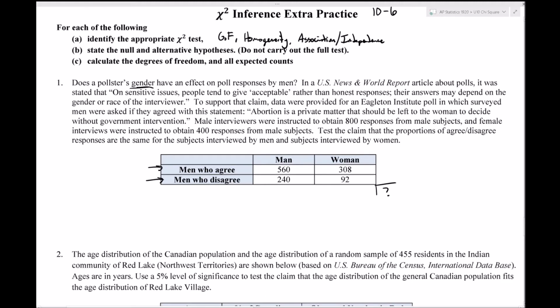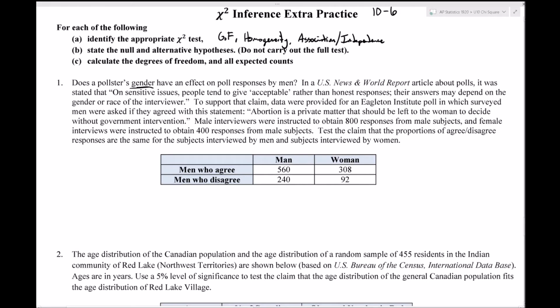interviewed by women. So is there a difference in the way they respond depending on the gender of the interviewee, or the interviewer, sorry. And it looks like there is. Huge disparity here.